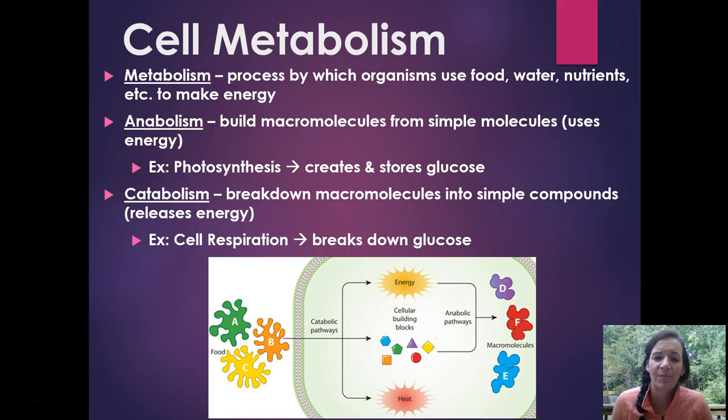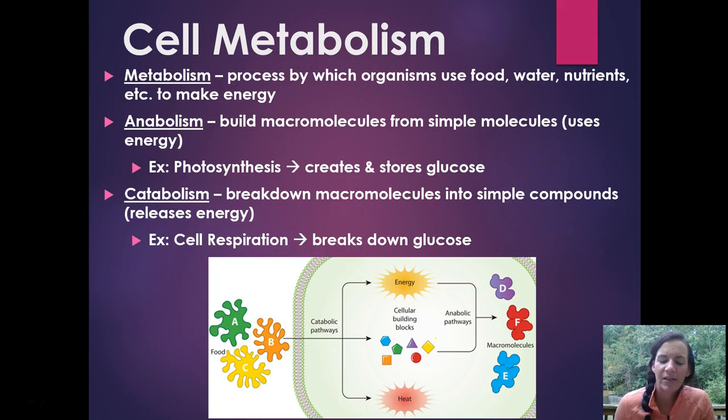Anabolism is when you have macromolecules that are built from simple molecules. So we're building things up, okay? This is creating large from small. An example is photosynthesis. Plants are creating and storing glucose through this process.